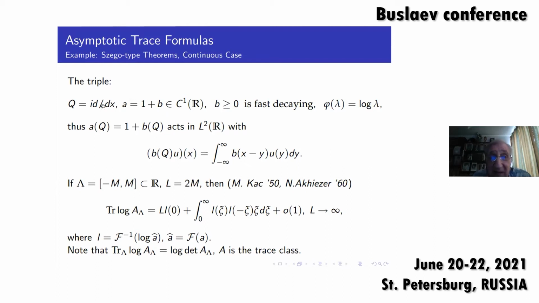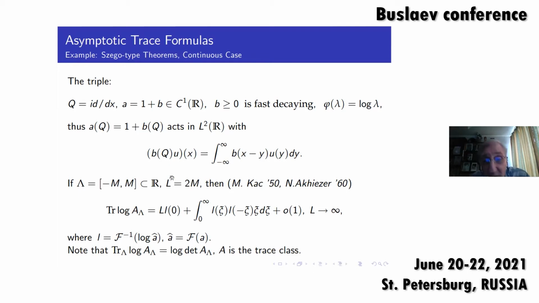So I take the simplest possible, as we understand, self-adjoint operator. Physicists call it just a momentum. This is just the momentum for free particle. So I take function A, which is 1 plus B. It is just fast decay and smooth function. And I construct this operator, AQ, which is easy to check, just 1 plus the integral operator, which is just convolution. Yeah? And then my cube now is just the interval minus L, L of the axis.